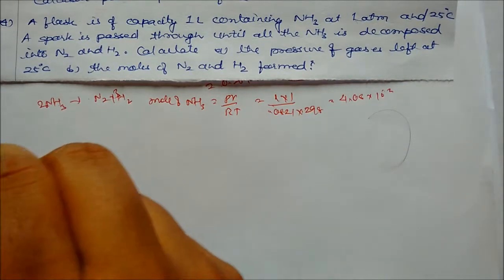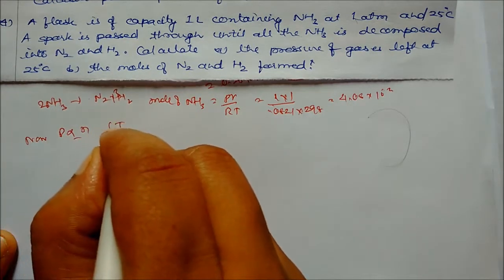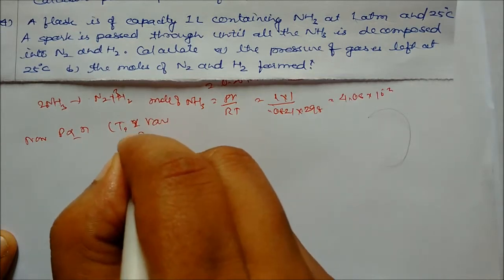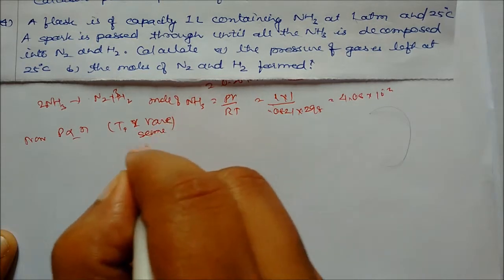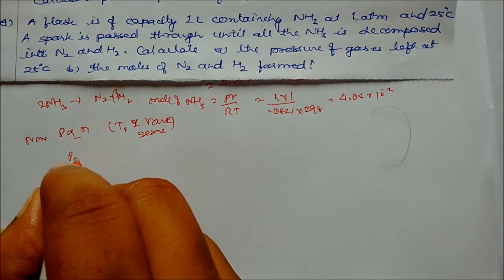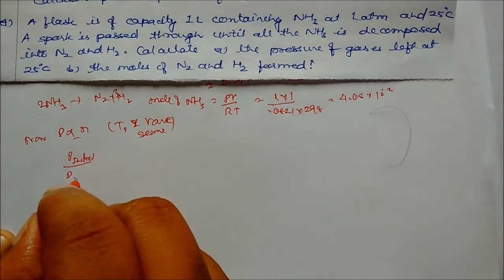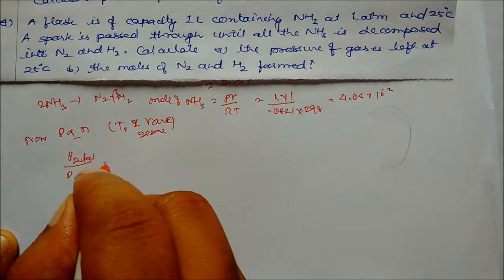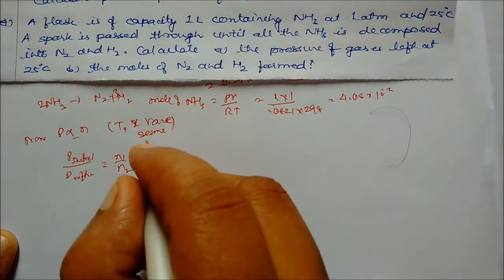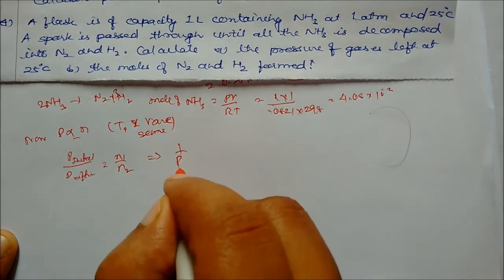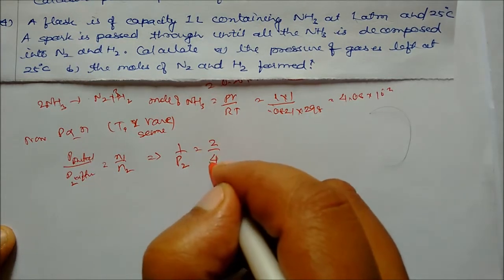Now, pressure is directly proportional to the number of moles when temperature and volume are the same. This we know from the gas laws. So we can write the initial pressure divided by the pressure after the reaction, which becomes N1 plus N2, where the moles of nitrogen will be different and of hydrogen will be different. So we can write 1 by P2, where P1 is 1, equal to 2 by 4. So why 2 by 4?